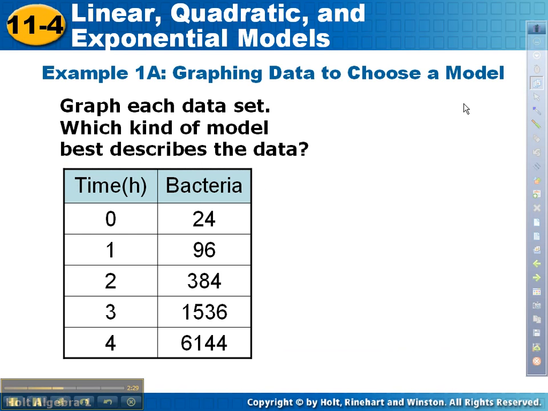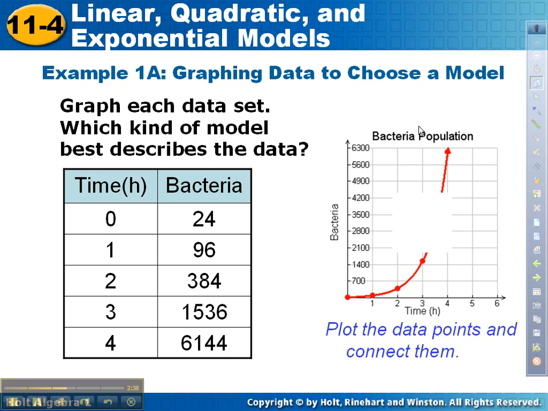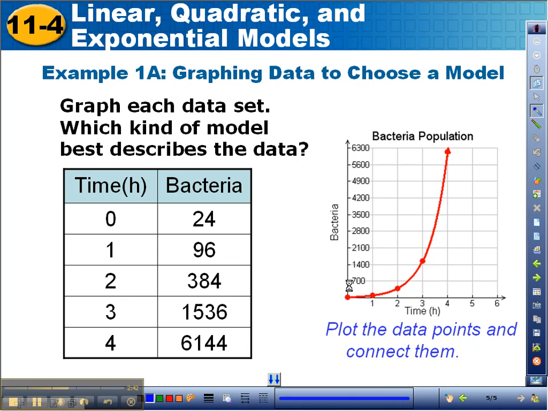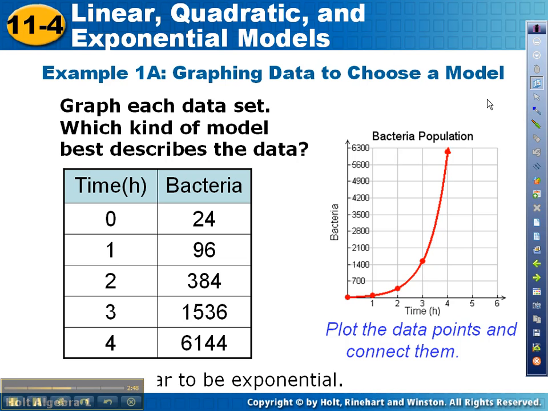All right, graph each data set. Which kind of model best describes the data? All right, they gave us a table. They want us to graph it. Take a look at the graph, and I can tell based on this that it looks like it keeps getting closer and closer to 0. That's an exponential model. I can also tell from the table.